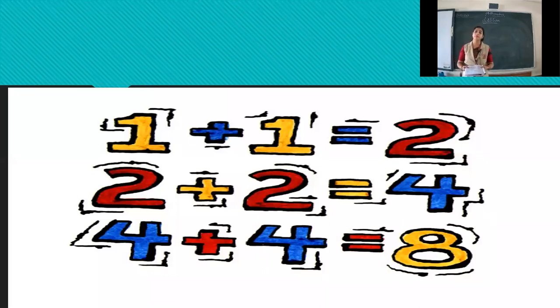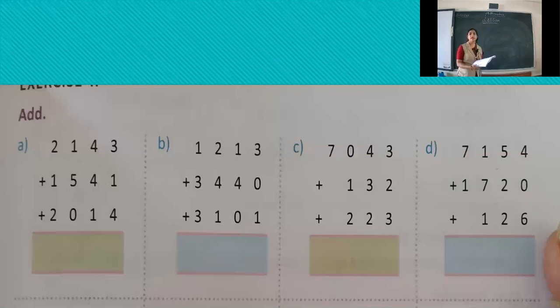We'll start with 4-digit numbers. Let's start, children. See on your screen. Can you see 4 sums are there? You can take screenshots as well as you can write with me. I'll give you time to copy down. Just see, numbers are 2143. All can see, I think. Plus 1541. Can you see? Plus 2114. Children, we have to add them and I have already arranged in columns for you.